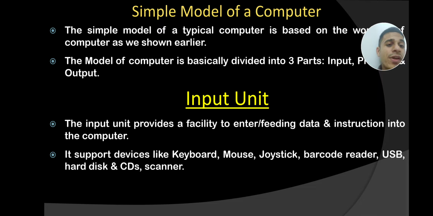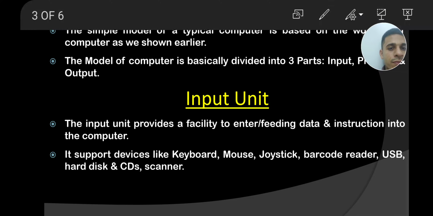So these are the different devices: keyboard, mouse, joystick, barcode reader, USB, hard disk, CD and scanner. And every input device will accept a different kind of input to get a different kind of output on a screen. I hope you understand what I have said about this particular input unit. Now let us move ahead.